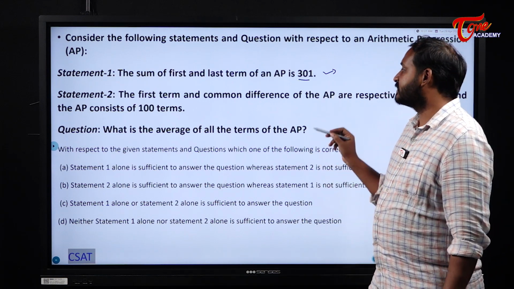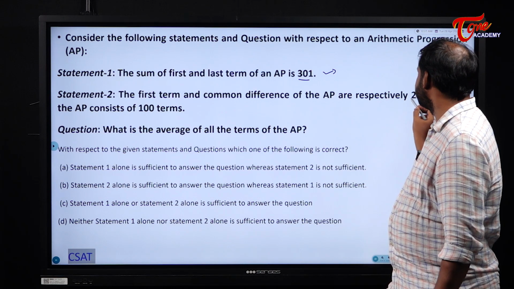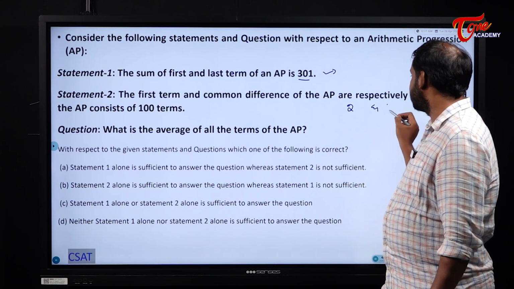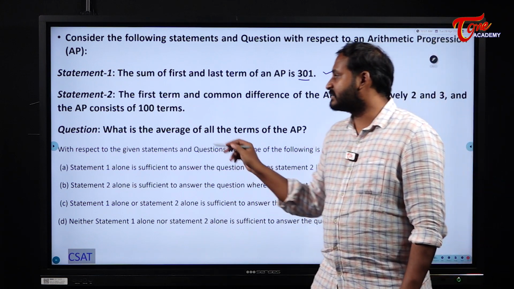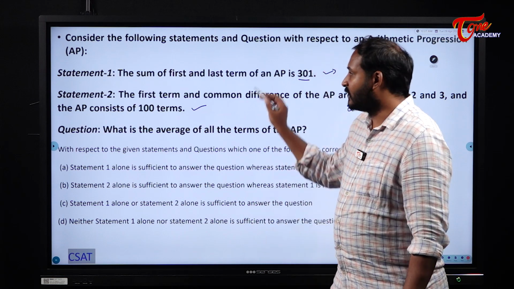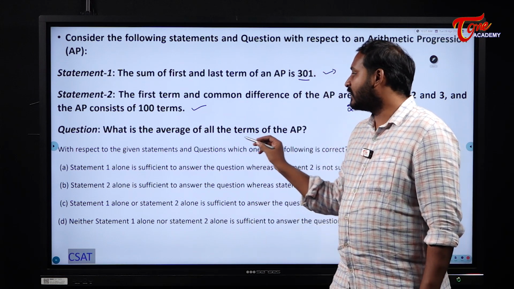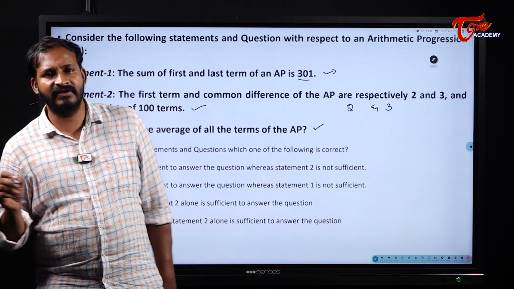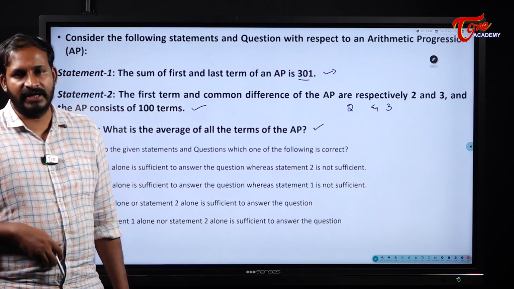Second one, the first term and common difference of the AP are respectively 2 and 3. First term is 2 and common difference is 3. And the AP consists of 100 terms. Now, these are two statements. Now, question: what is the average of all the terms of the AP?